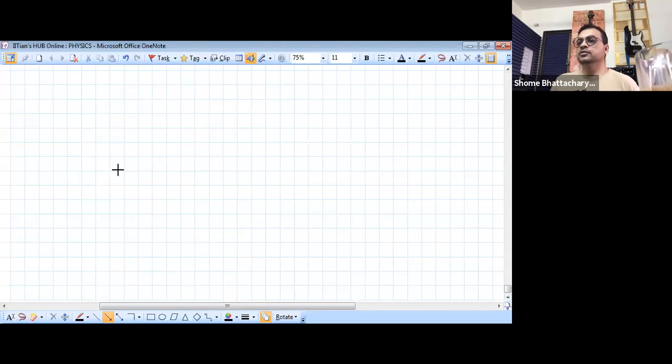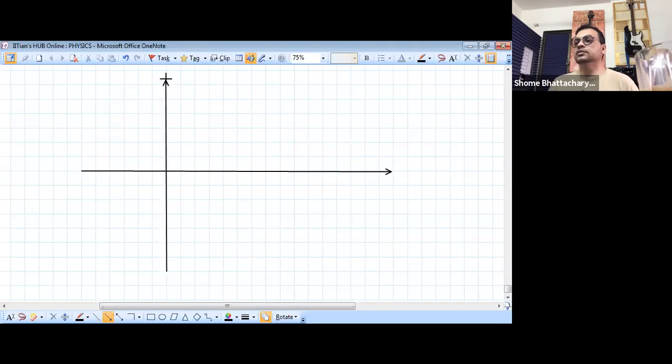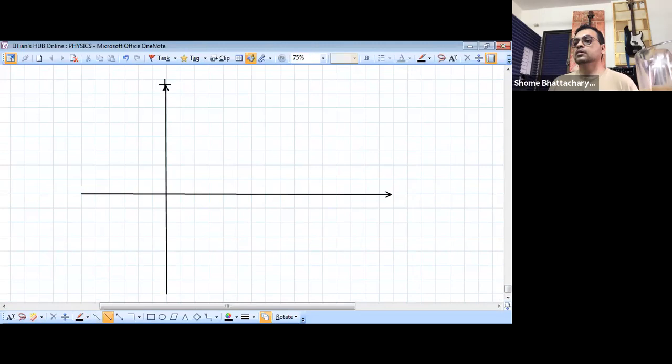You see that if this represents my east direction, and this represents my north direction, so this is obviously west and this is south. Now, what about the vector F1? It was 20 newtons along 30 degrees north of east.